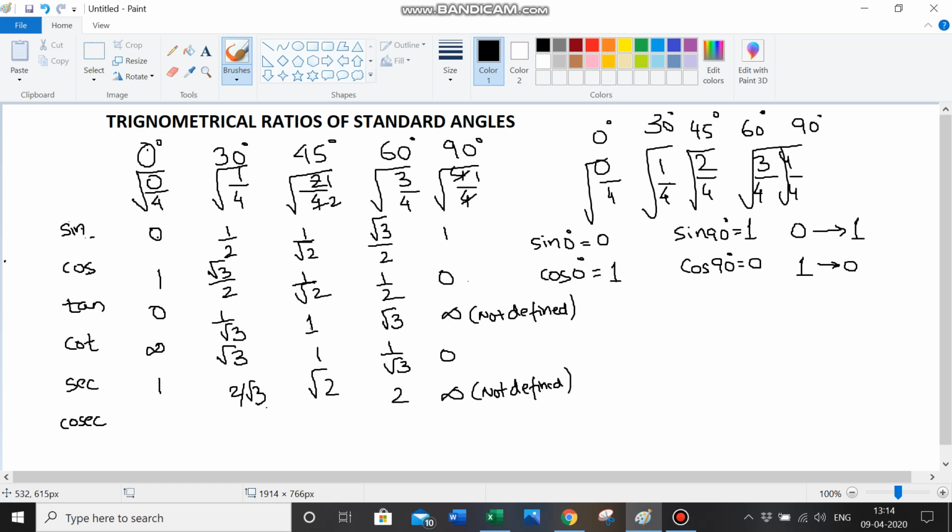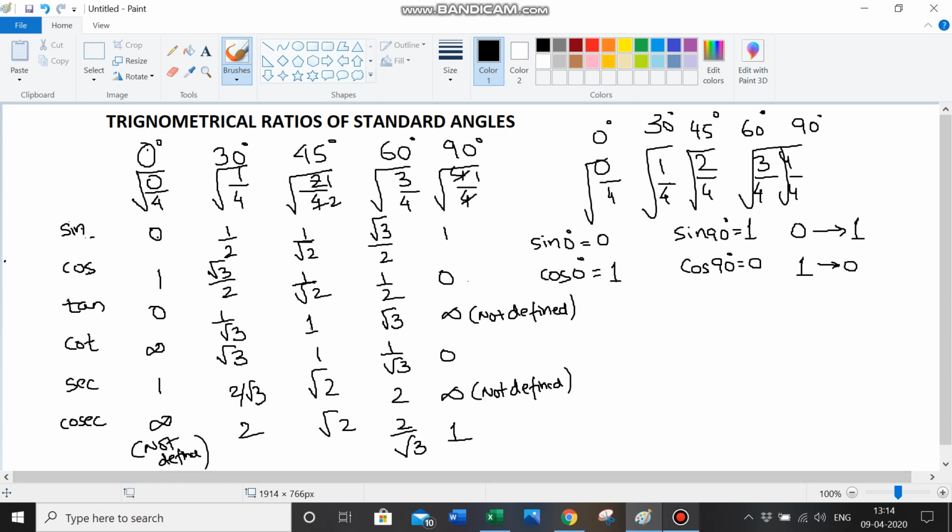And the last one, cosec. Well, you can write sec in the opposite order, or you can take the reciprocal of sine. So 1 divided by 0, not defined. The next will be 1 upon half, which is 2. This is root 2, this is 2 upon root 3, and this is 1.